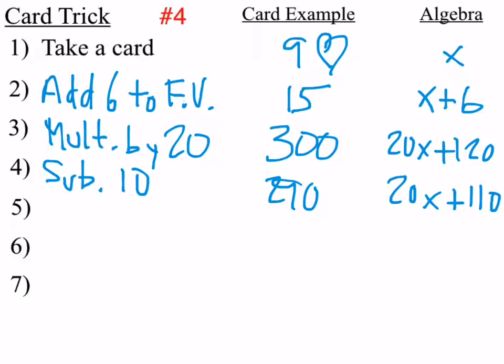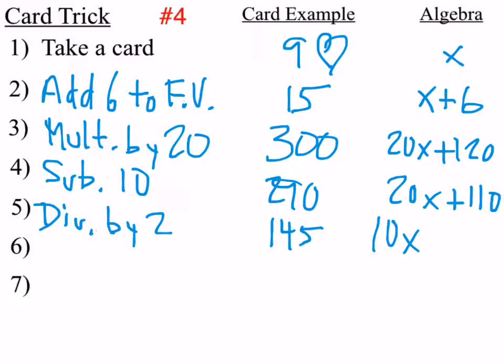All right. We do have to do division at some point. It does not have to be right now, but just keep that in mind. What would you like to do? Divide by 2. So that would give me 145 here, and 10x plus 55.